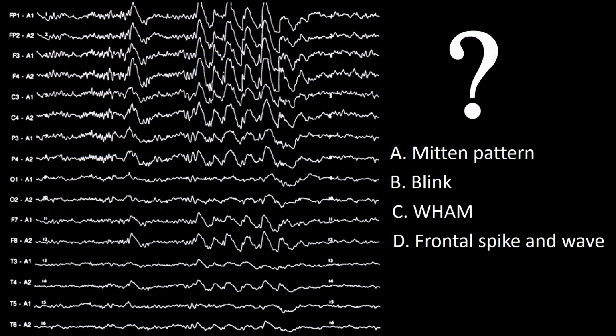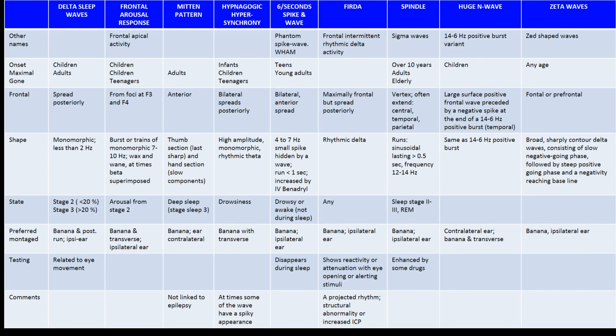So, going back to the question as to which should you choose, the answer is A. Again, take a look at this chart. Here we are emphasizing the frontal predominant activities or graphoelements. Make sure that you compare the mitten pattern with all the other ones that occurred in the same region.